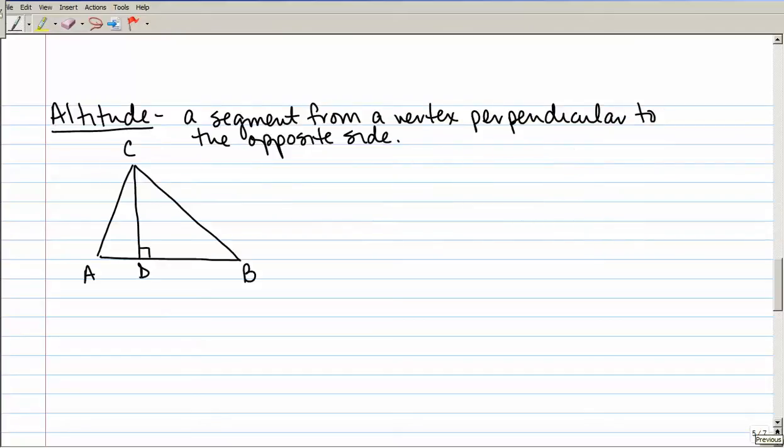Another segment that we're going to run into in a triangle is called the altitude, and you may be familiar with this from finding the area of a triangle. The area of a triangle is 1/2 base times height. The height of a triangle is actually the length of this altitude, and the altitude is a segment that's drawn from a vertex, and it is perpendicular to the opposite side. So here in triangle ABC, segment CD is an altitude of triangle ABC.